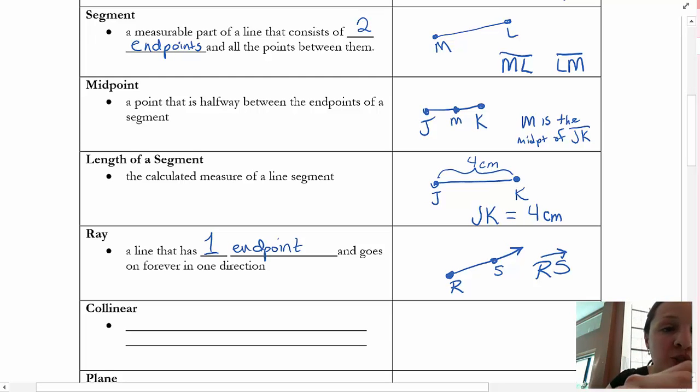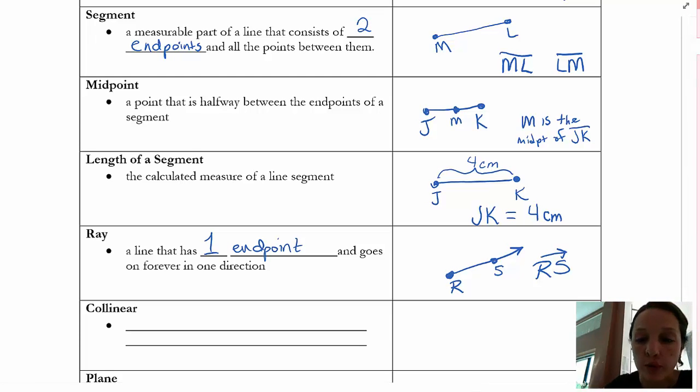Okay, moving on a little bit more. Let's change colors just because I'm bored. We're going to go to red next.